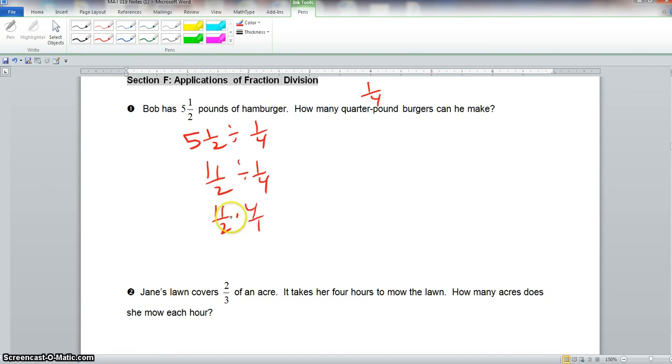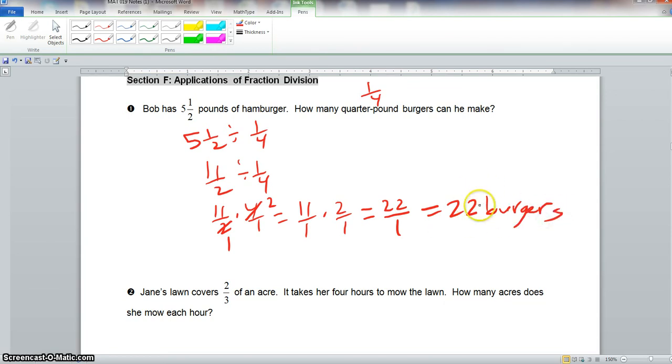Now we need to cross simplify. 2 goes into 2 once, 2 goes into 4 twice. So we have 11 over 1 times 2 over 1. So we will have 11 times 2 is 22, and 1 times 1 is 1, which will give us 22 burgers. Or you could put 22 quarter pound, I guess I should have put quarter pound, 22 quarter pound burgers. So this right here would be your final answer, 22 quarter pound burgers.